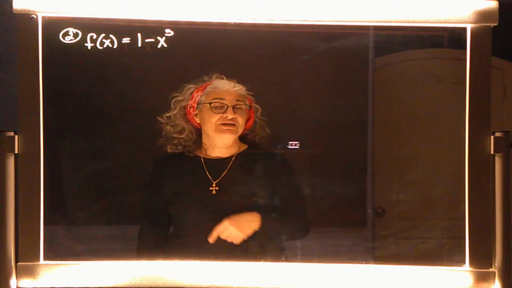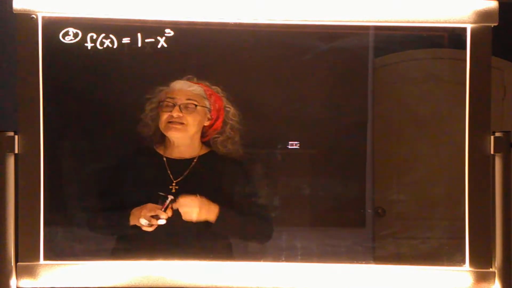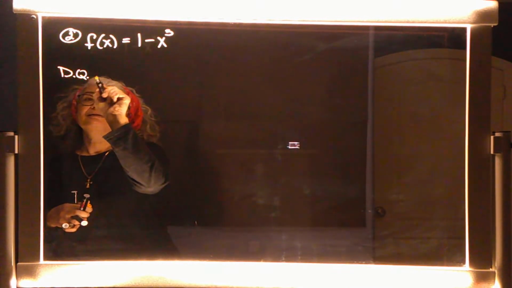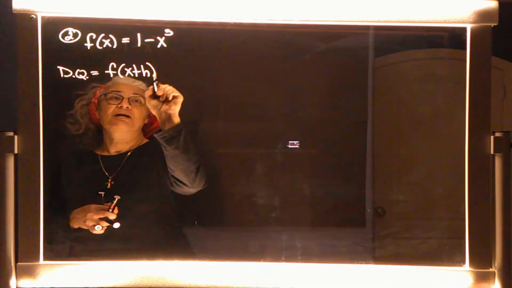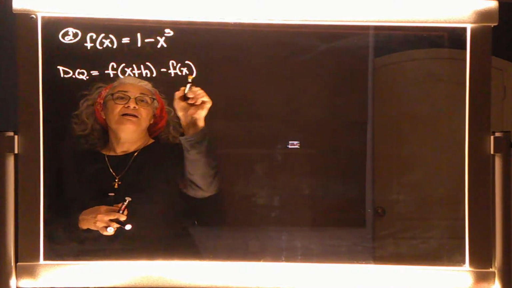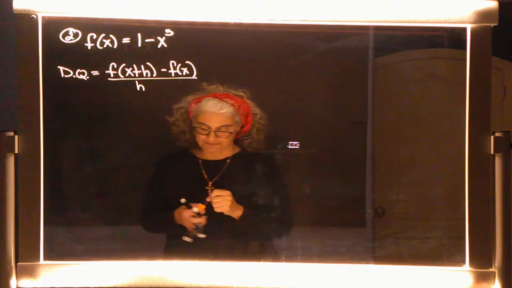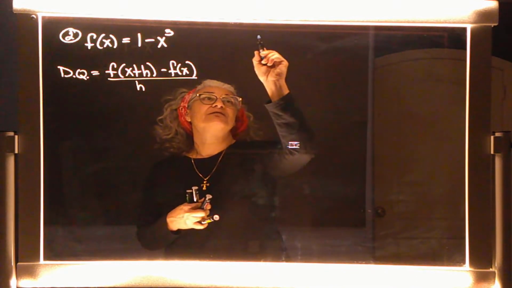All right, so let's look at the second example. We're still finding the difference quotient. So remember, to find the difference quotient, the formula says that we need f of x plus h minus f of x, and the whole thing divided by h. Agreed? Okay. So the first thing we need to find is f of x plus h, don't we?